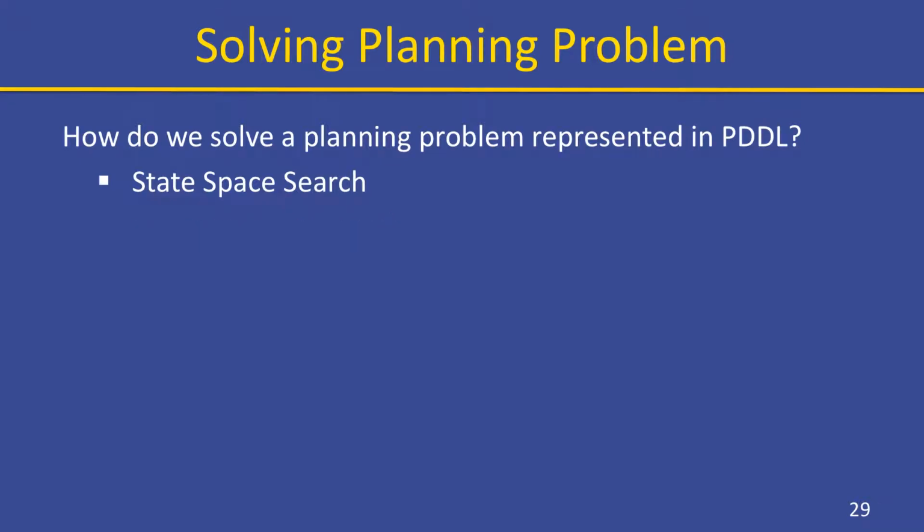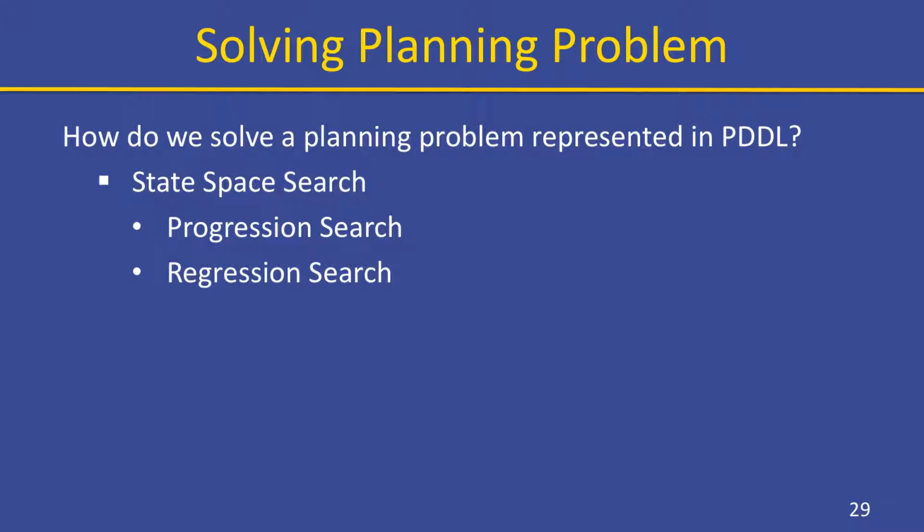So the next question is, how do we solve a planning problem now that we know how to represent it in PDDL? And the answer is, like many answers in this course, by state space search. And the state space search here comes in two flavors. We have a progression search and we have a regression search. And we'll also see how to generate heuristics for our search. And the advantage with PDDL is that the heuristics can be generated automatically.